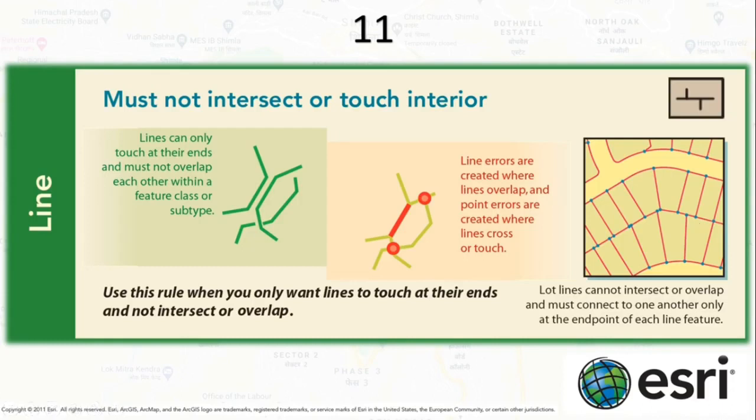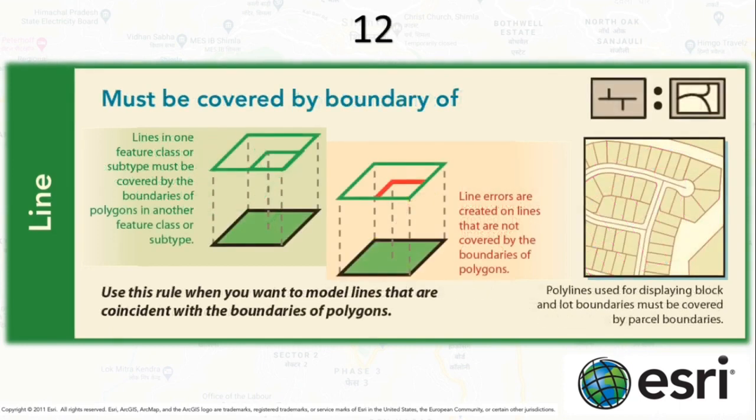Next is must be covered by boundary of. This requires that lines be covered by the boundaries of area features. This is useful for modeling lines such as lot lines that must coincide with the edges of polygon features such as lots. Next is must be inside.